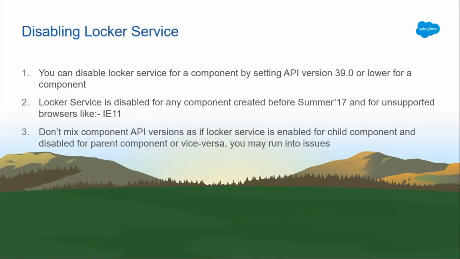Moving back to our presentation, disabling Locker Service. You can disable Locker Service for a component by setting the API version to 39.0 or lower. Locker Service is disabled for any component created before Summer '17 and unsupported for browsers like IE 11. So don't mix the component API versions. Take care of the same. Suppose you are using a child component and a parent component, and for one Locker Service is enabled and for one it is disabled. One will be using secure wrappers, whereas the other will be using the actual DOM wrappers. So that will not work.